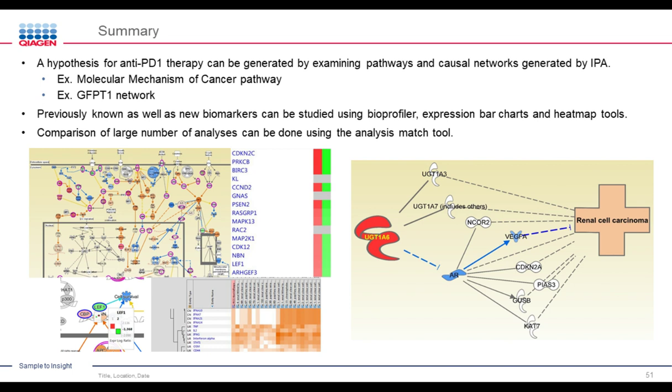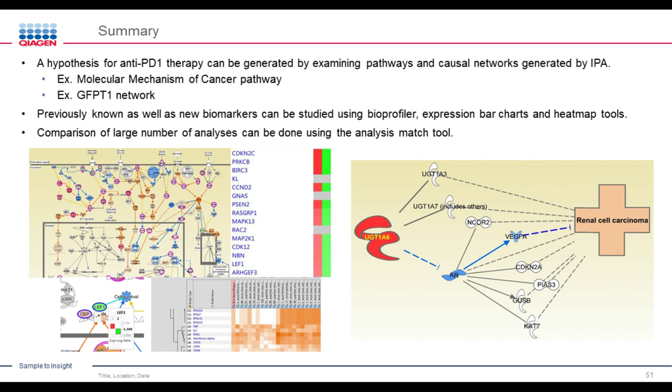So to summarize, in the second part of this talk, first of all, we generated hypotheses for mechanism of action. For that, we looked at pathways such as the cancer pathway and IL-7 signaling pathway. And we also looked at causal networks such as GFPT1. Using that, we proposed certain mechanisms of action in terms of how the renal cell carcinoma phenotype is turned on in the non-responder data set.